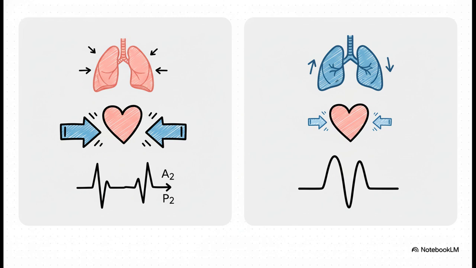It takes a little longer to pump that extra blood out, so the pulmonary valve, P2, closes a little late. You hear a split. Then, when you breathe out, it all goes back to normal and the sound becomes single again. That variation with breathing is the key.